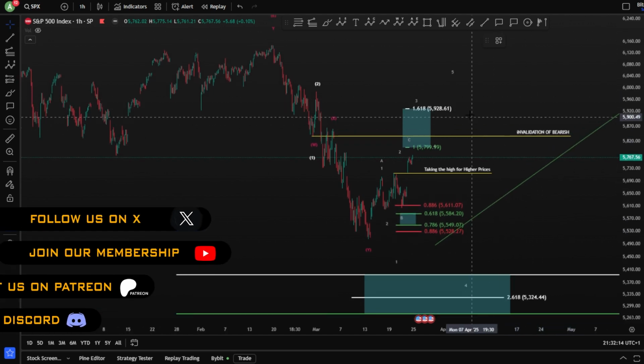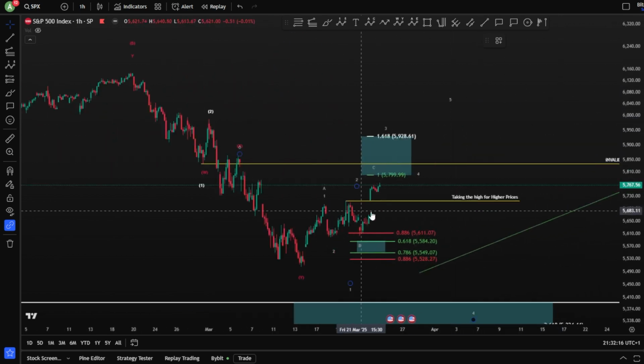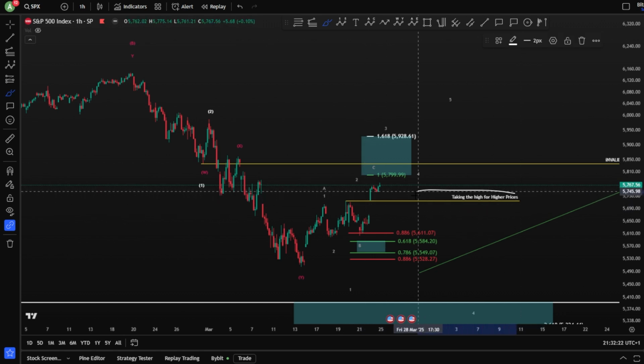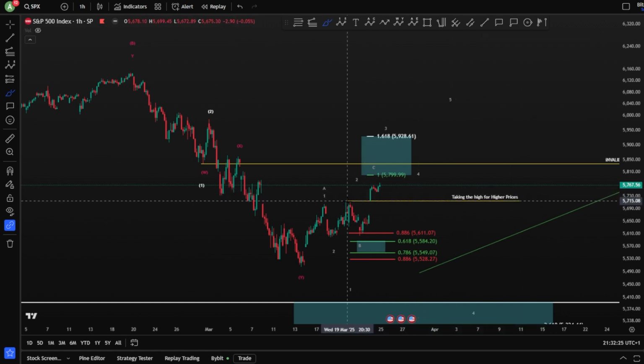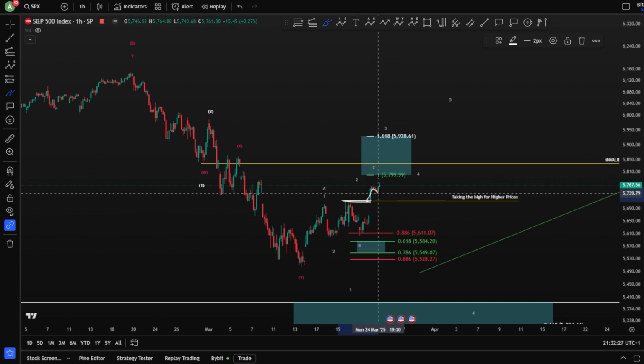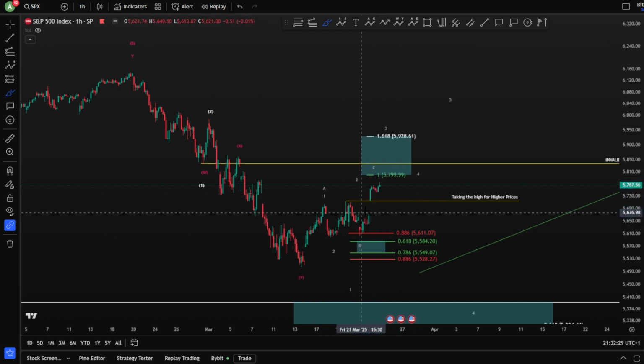And before the market close for this day, we have seen a very green day, and the same for the SPX here. We can see we took the high for higher prices. As you can see, once we take this high, meaning we're going to move higher, this is exactly what we got.